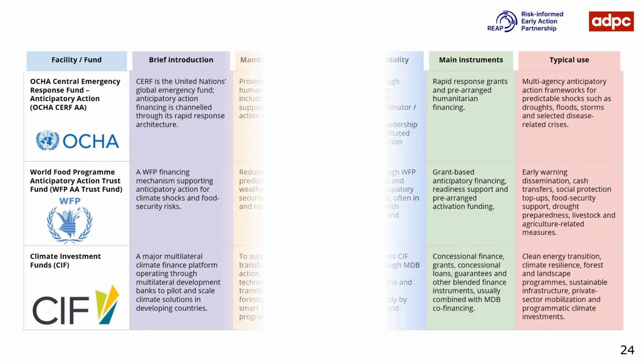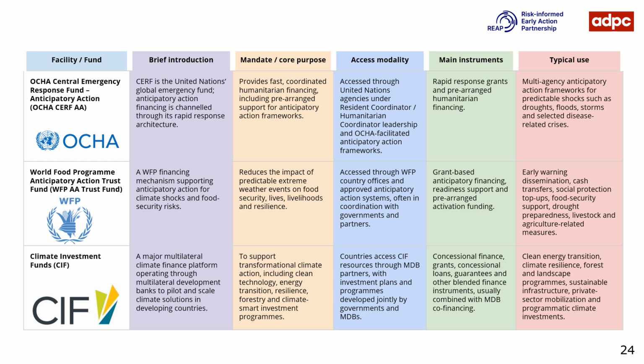OCHA Central Emergency Response Fund, Anticipatory Action, OCHA SURF AA, supports coordinated UN-led frameworks where financing is released before predictable shocks. WFP's Anticipatory Action financing supports actions that protect food security, lives, and livelihoods before climate shocks fully materialize. The climate investment funds operate through MDBs and support programmatic climate investments, including clean energy transition, resilience, forestry, infrastructure, and private sector mobilization. Together, these channels show the diversity of the early action financing landscape.